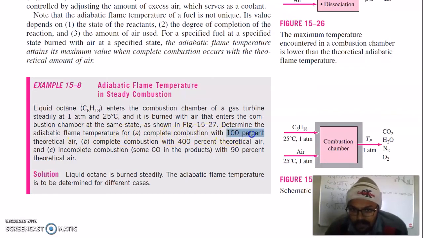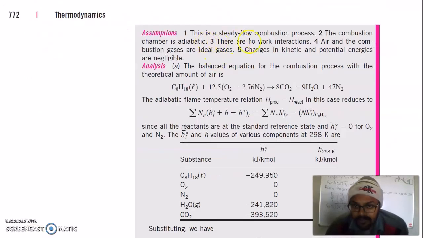Complete combustion means 100% theoretical air. Complete combustion with 400% theoretical air. Incomplete combustion, some CO in the products, with 90% theoretical air. So this is a steady flow combustion process. The combustion chamber is adiabatic. There are no work interactions.